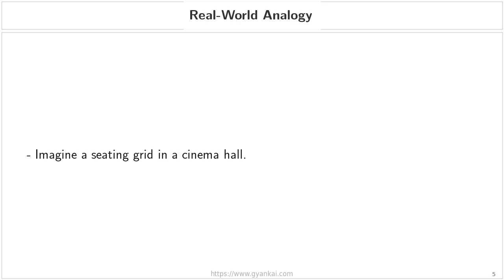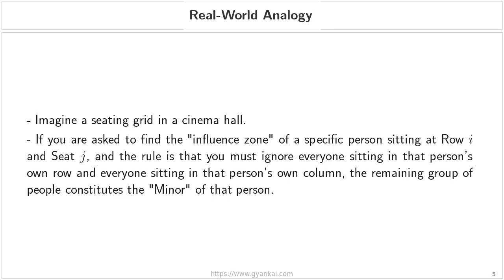Now, before we move on to some common pitfalls and wrap up our lesson, let's take a moment to step away from the numbers and look at a real-world analogy to help solidify this concept in your mind. Imagine you are looking at a seating grid in a large cinema hall, where every seat is organized by a specific row and seat number. Suppose you are asked to find what we might call the influence zone of a specific person sitting at row i and seat j.